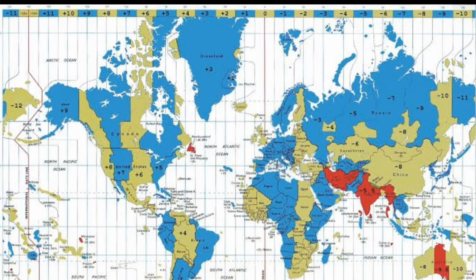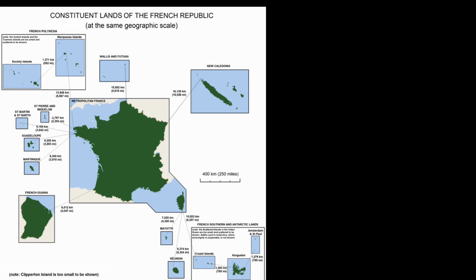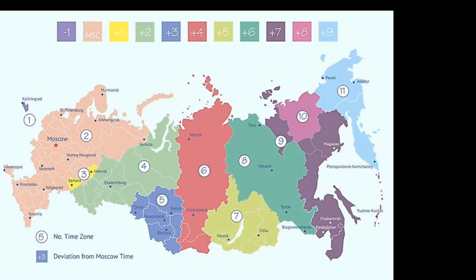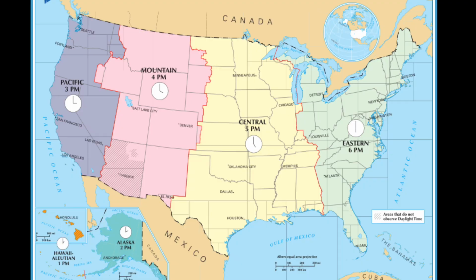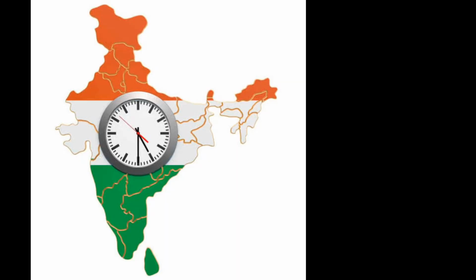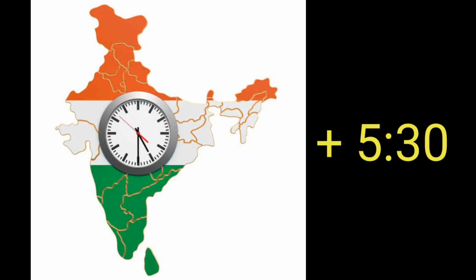Countries that span a large longitudinal area from east to west experience significant time differences between one side and the other. To cope with this difference, there are multiple time zones in various countries. France has the most time zones with 12. Russia and the United States have 11 time zones each. Australia and the United Kingdom have 6 time zones. India has only 1 time zone.